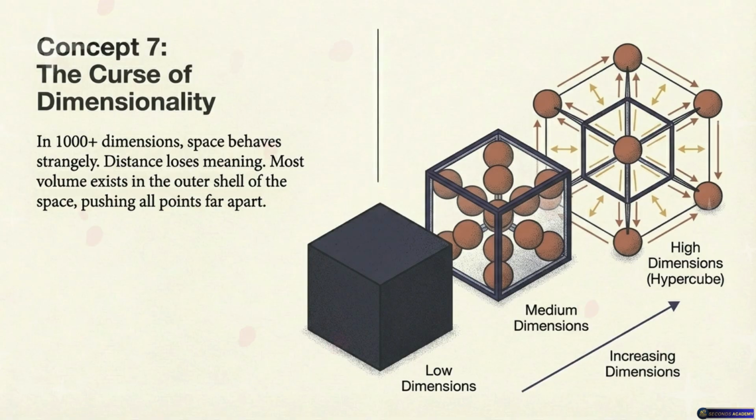Let's walk through a geometric thought experiment to visualize why density is destroyed. Let's hear it. Start with a simple 2D square on a piece of paper. It has an interior space and it has an outer perimeter. Sure. Now, extrude that square into a 3D cube.